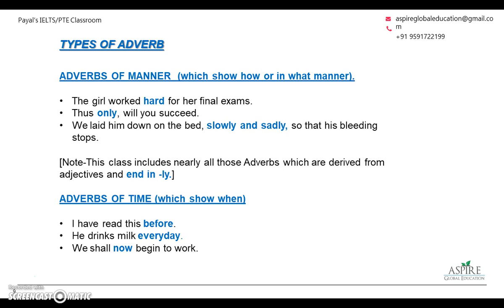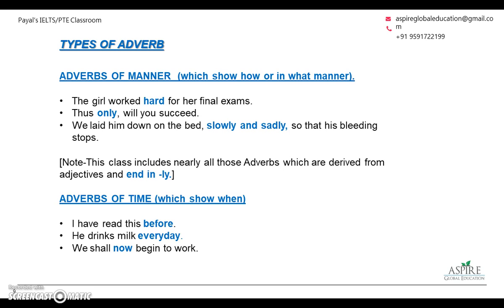The girl worked hard for her final exam. How did she? So you ask yourself the question, how did the girl work hard? We laid down on the bed slowly and sadly so that his bleeding stops. How did we lay down on the bed? Slowly and sadly. So all these words that define the manner of my action are called adverbs of manner.